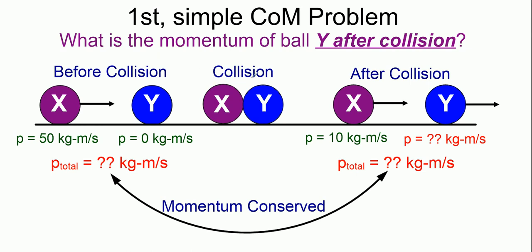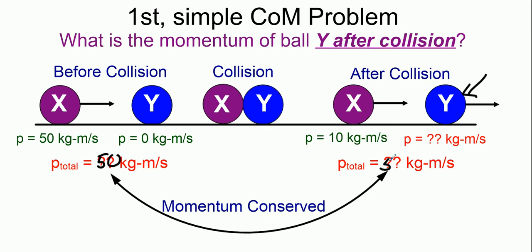Now let's try our first simple conservation of momentum problem. I want the momentum of ball y after collision, right here. I want his momentum. Well, let's see. We have everything we need here. We have both of them. 50 plus 0 is 50, which means that total number must be 50 afterward.